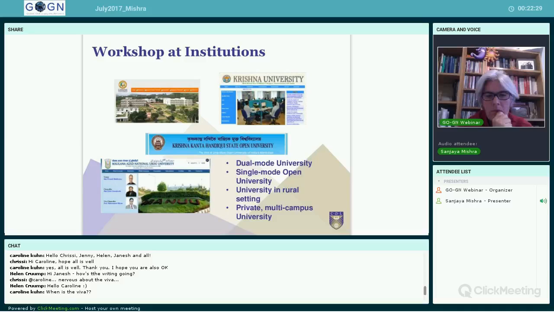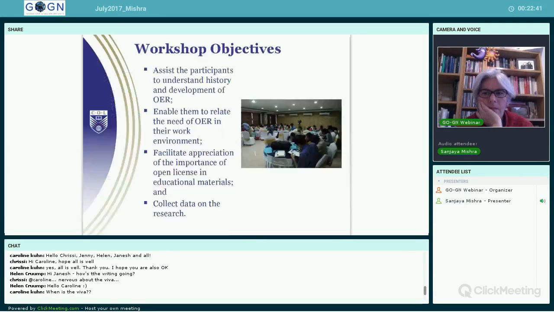The leaders in those four institutions were known to us and they were approachable. So it was easy for us to organize the workshop and get involvement of those teachers in those four institutions. The objective of the workshop: because people did not know about OER itself, asking them questions about OER had no meaning. So we said, okay, we'll orient them a little bit about the history of OER, what they can do with OER, so that they can have a better appreciation of OER, open learning, and open licensing issues. At the same time, we could also distribute our questionnaire, collect data, and identify people for our in-depth interviews.